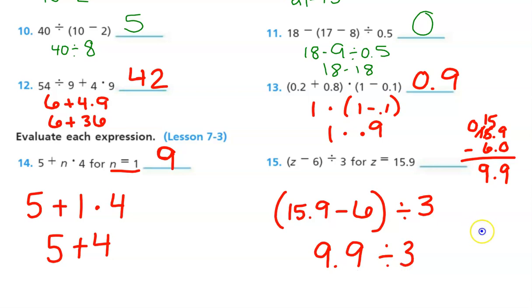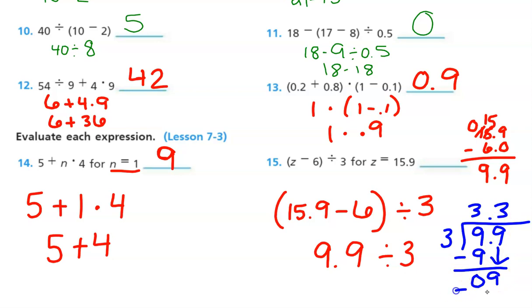Well, seems hard. It's really not too bad. Thanks to Paula, who tells you to bring your decimal point straight up. 3 goes into 9 3 times. And then 3 also goes into 9 3 times. So your answer here would be 3.3.